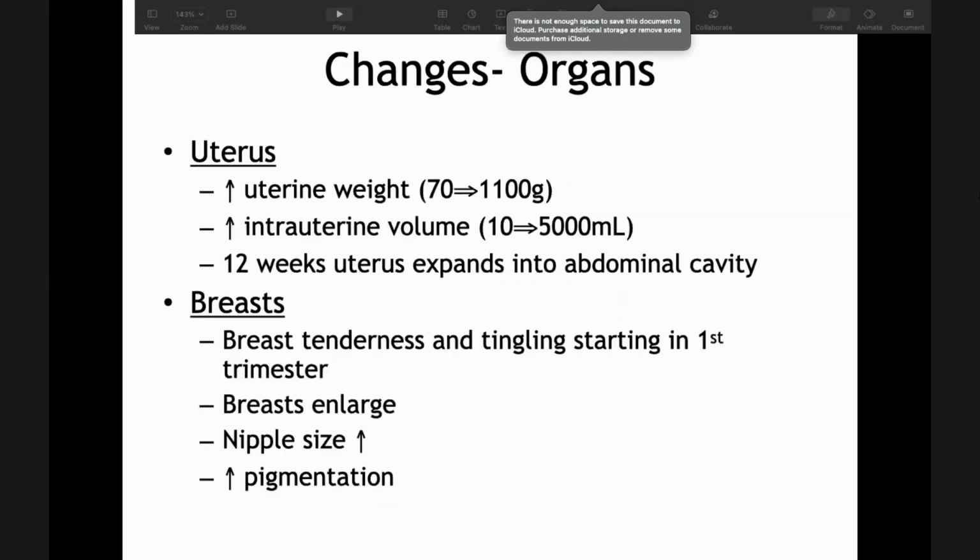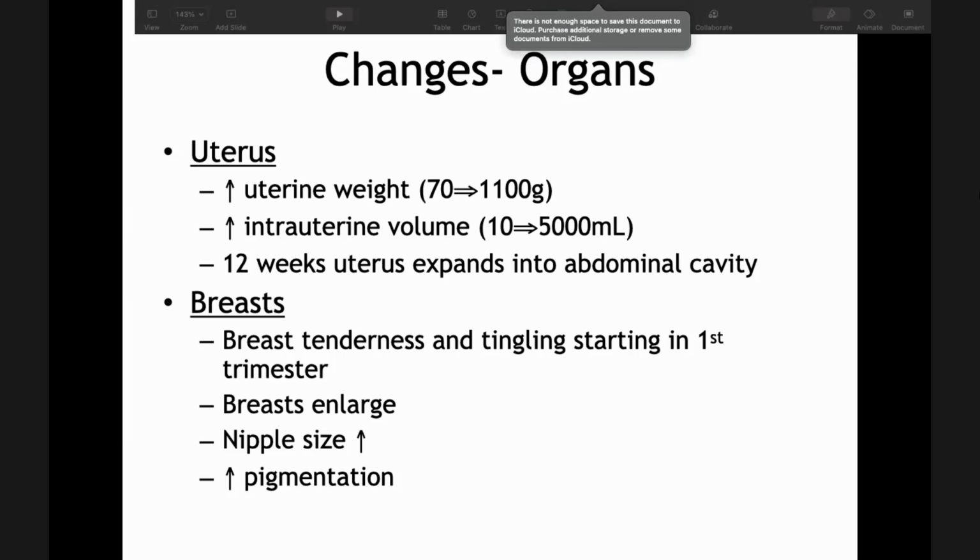Okay. And among changes in other organs, the uterus will become bigger and expand. There is a picture in the textbook. At 12 weeks it is at the suprapubic level, and the uterus comes to the umbilical level around 20 weeks. So you should know that. Look at the picture. As I said, the breasts will become enlarged with a tingling sensation, nipple size will increase, and pigmentation will increase.